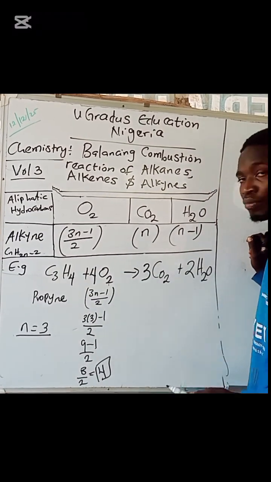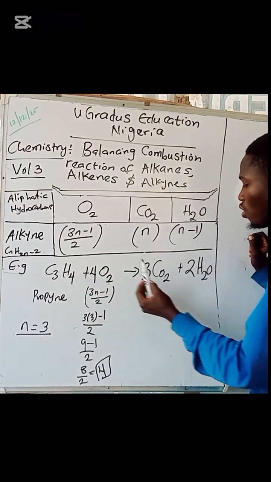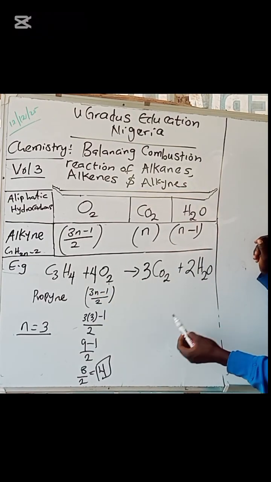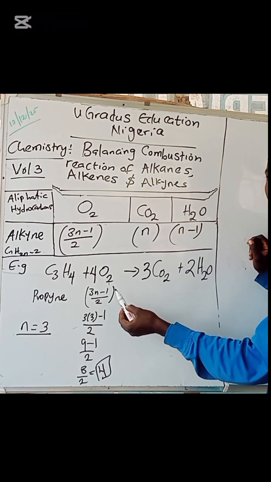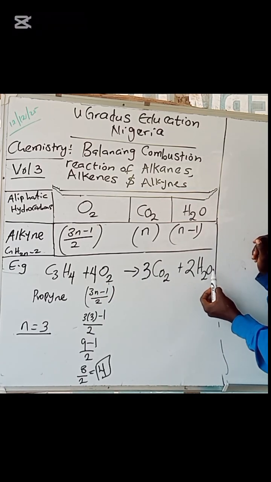For you to check this, let's check. There are 3 carbon here, there are 3 carbon here. There are 4 hydrogen, and here 2 times 2 is 4, which is balanced. There are 4 times 2 oxygen here, that's 8. 3 times 2 here gives us 6, and 2 times 1 oxygen here gives us 2. 6 plus 2, we get 8.